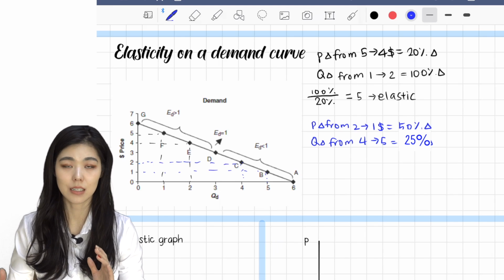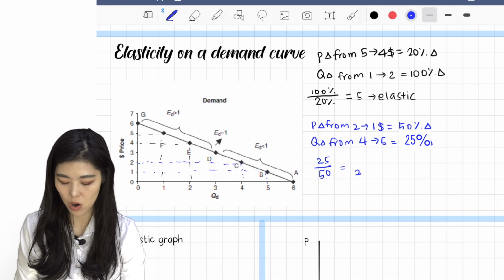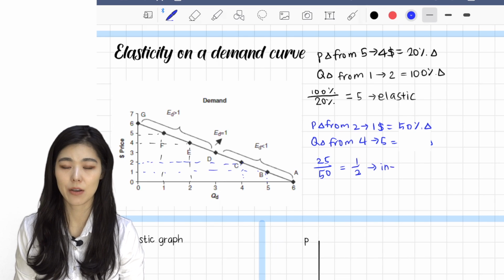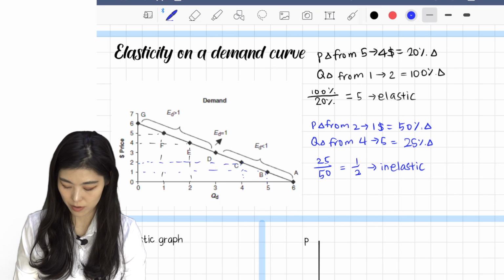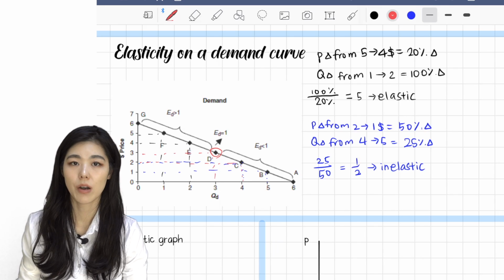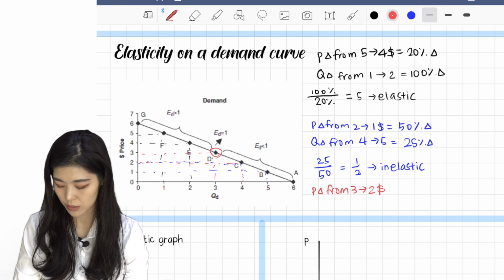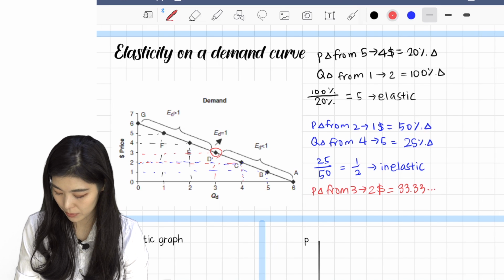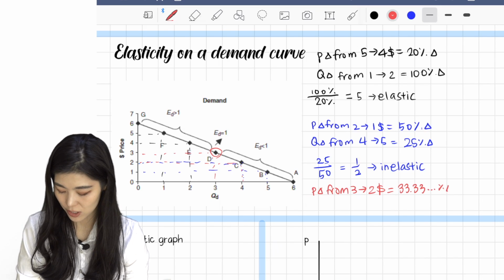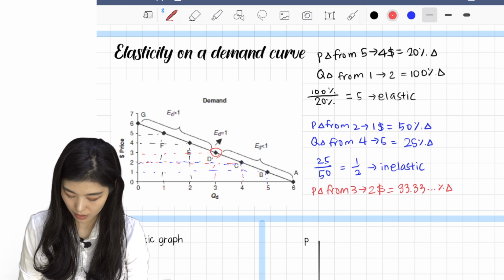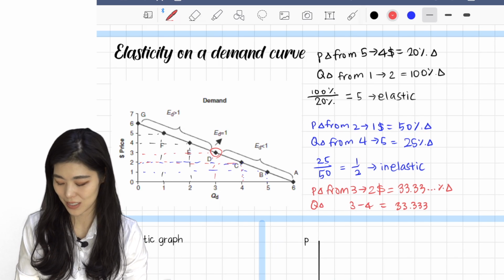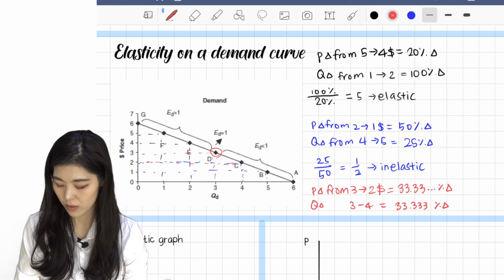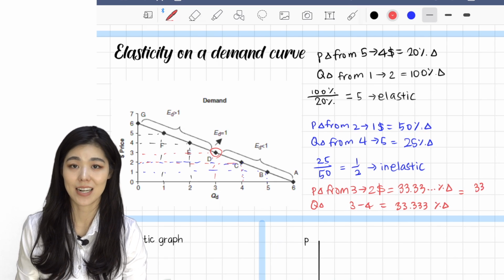inelastic. Because it's in percentage change form, along the demand curve, the elasticity of demand actually changes. This part in the middle is also 1, it's unit elastic. We'll see. From price 3 to 2, the percentage change in price from $3 to $2 is 33.33 something percent. Percentage change in quantity demanded would be 3 to 4. That is also 33.33%. That gives you 1 for elasticity of demand, and that is unit elastic.